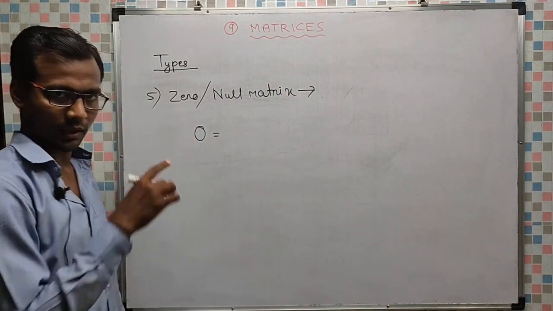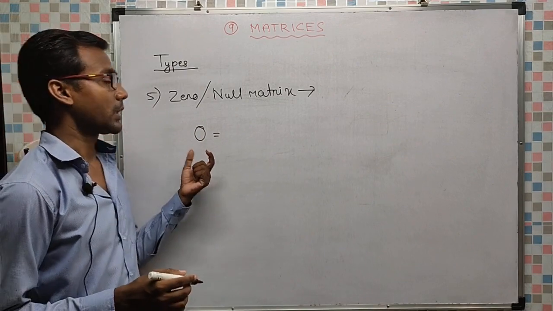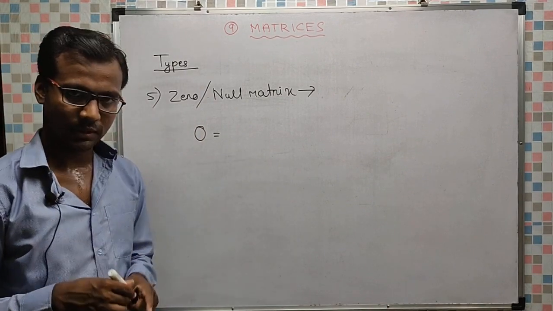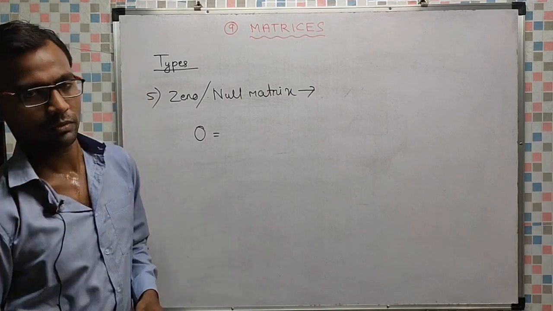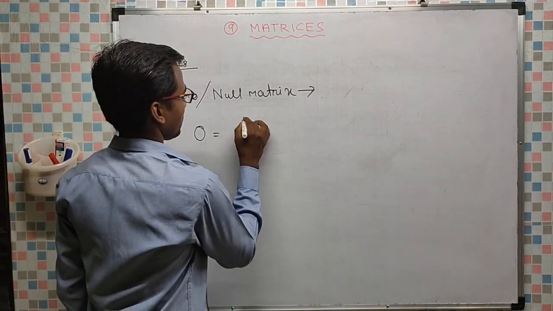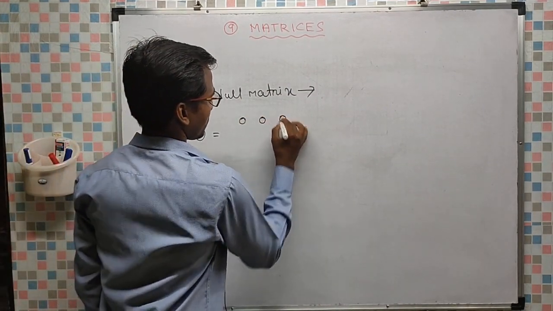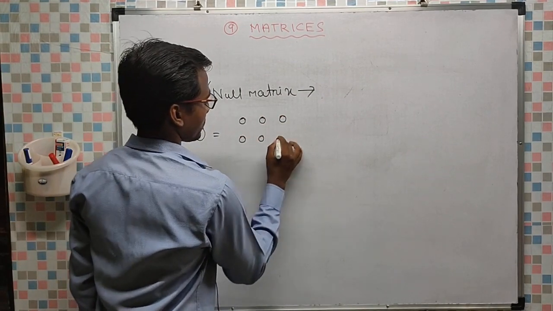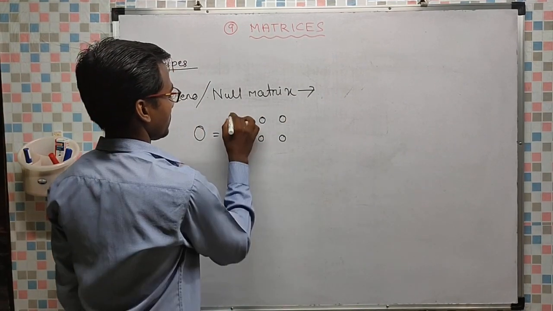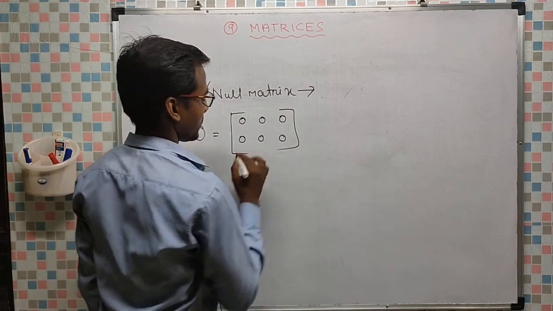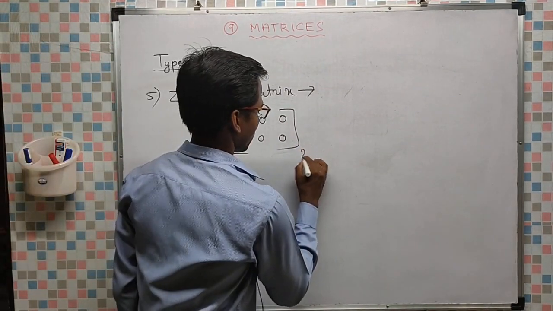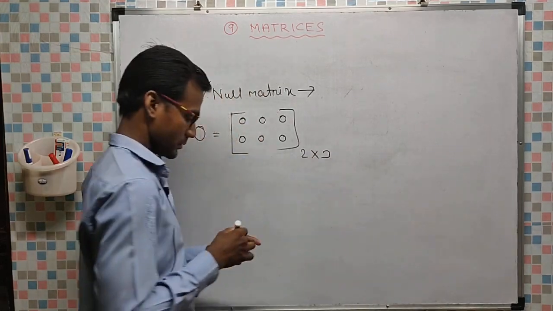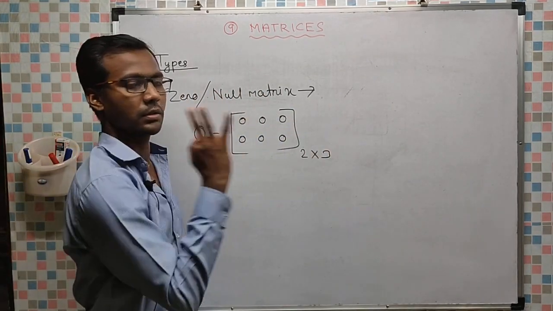This is O, not 0. A null matrix or a 0 matrix is a matrix in which each element, meaning each number, is 0. For example, 0, 0, 0, 0, 0, 0. So this is a null matrix of the order 2 by 3, 2 rows, 3 columns.